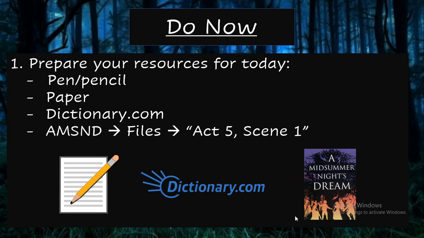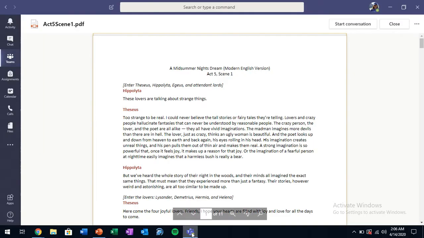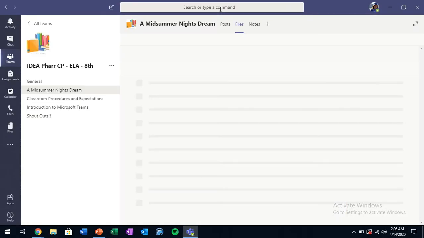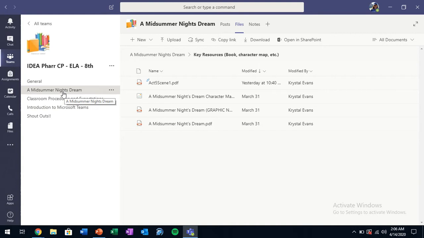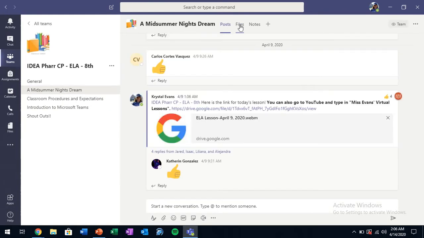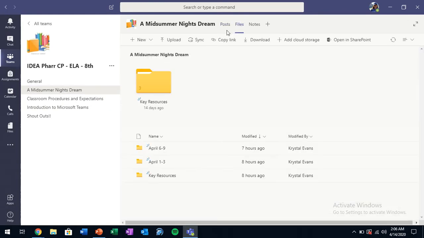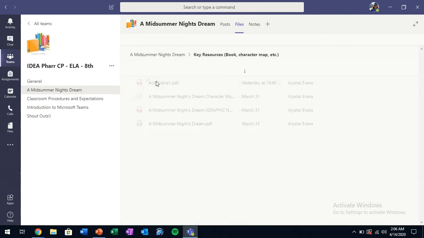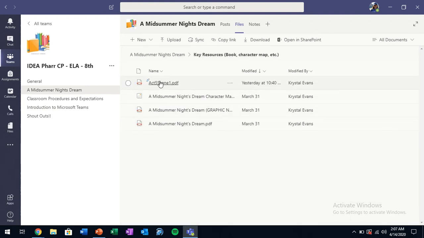Instead, you are going to be going to the A Midsummer Night's Dream channel, clicking on Files, and then you're going to click the tab that says Act 5, Scene 1. And let me go ahead and just show you how to get there again. And I'm going to show you also why I want you to be using that. And so we're in the A Midsummer Night's Dream tab. If you go here to Files and click Key Resources, you'll see here Act 5, Scene 1. You're going to be using this one, not the typical PDF A Midsummer Night's Dream that we've been using.